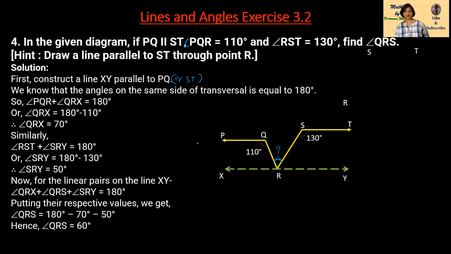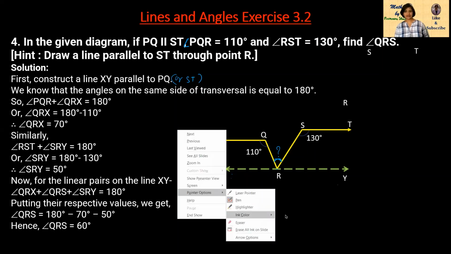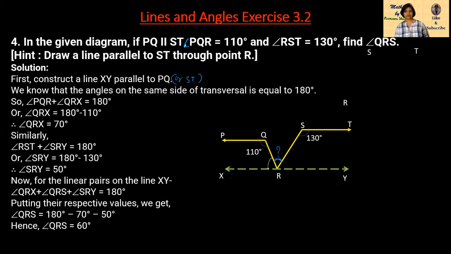Let me change the ink, because that blue color is to find out what we have to find out. So this angle PQR plus angle QRX is equal to 180. So we can find this angle, right? So after calculating, we find this angle as a 70 degree angle.